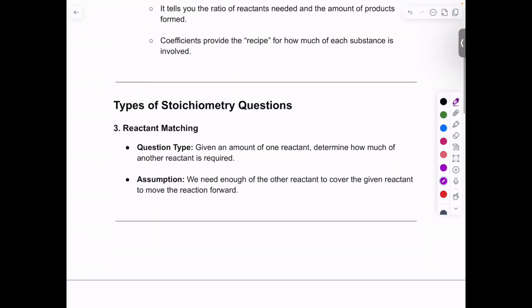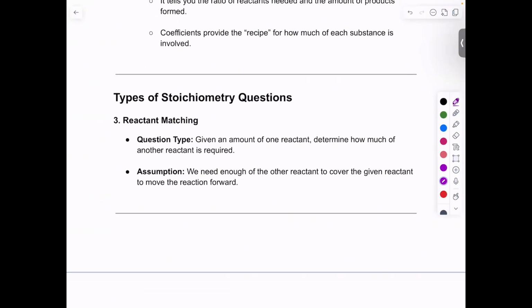And speaking of reactants here, number three, we're going to talk about reactant matching. You can be given an amount of one reactant, and you need to determine how much is needed for the other reactant or another reactant. There could be multiple, more than two reactants. We make the assumption that if we're given one amount of the reactant, we need at least enough of the other to cover it. And again, that depends on your cookbook recipe.